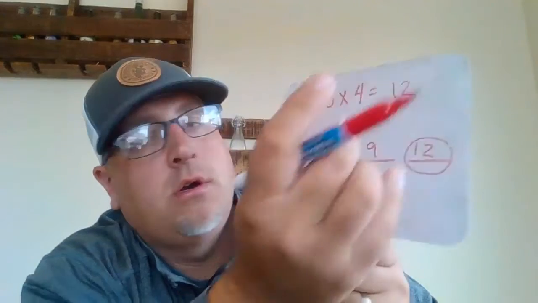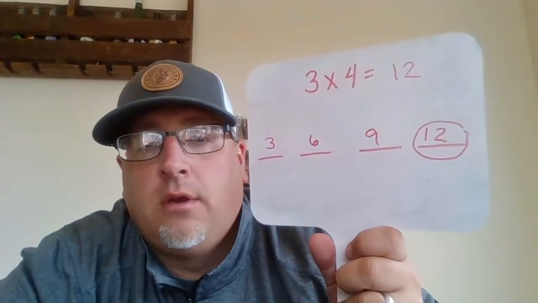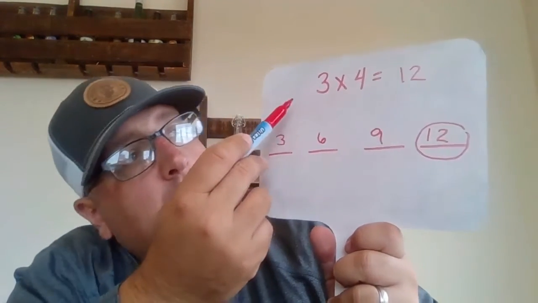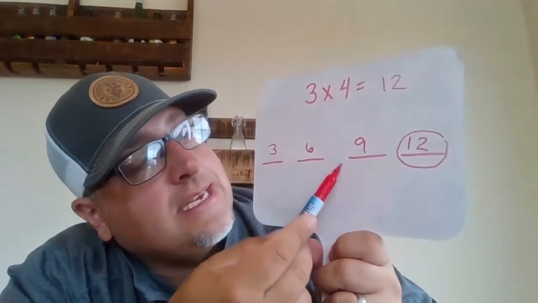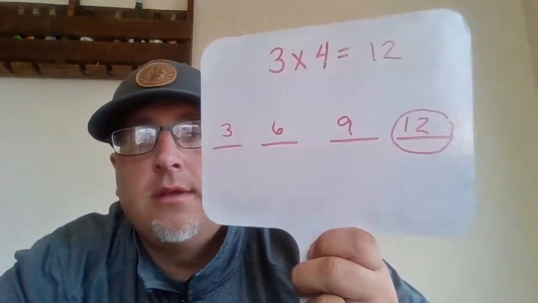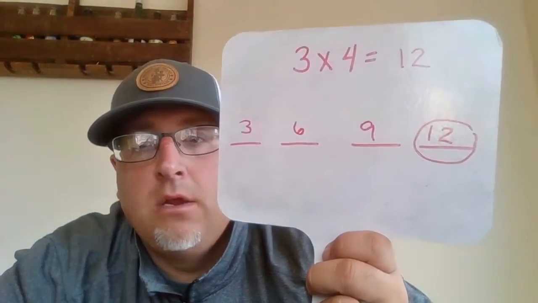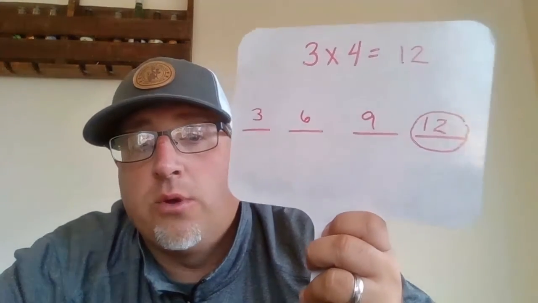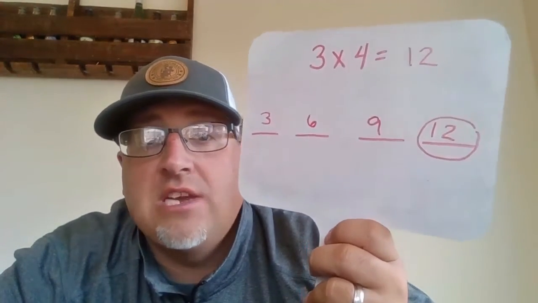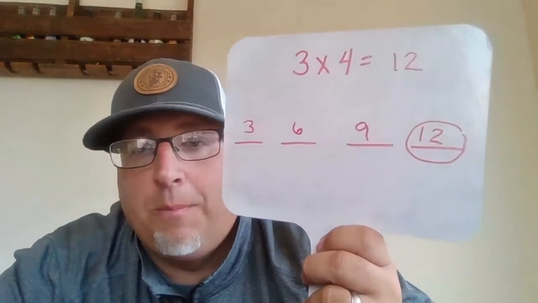Okay? So 3 times 4 equals 12. All I did was I knew I had to skip count by 3, and I had to do it 4 times. 3, 6, 9, 12. There's my answer. Okay? Remember that strategy. That strategy can help you when you don't know those math facts, those multiplication facts off the top of your head. Just count by 3s, okay?